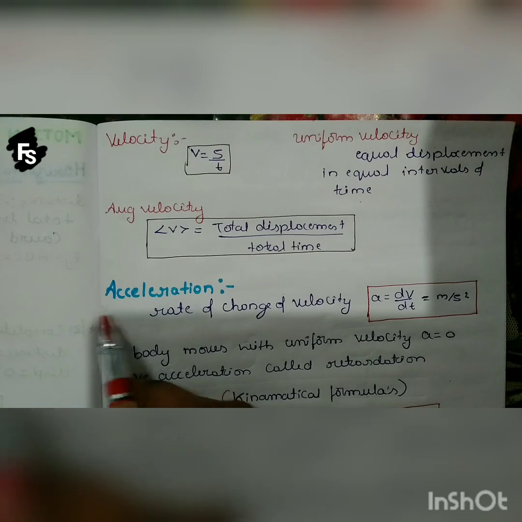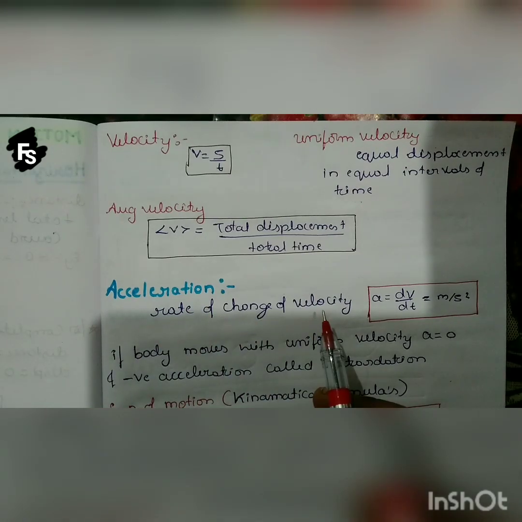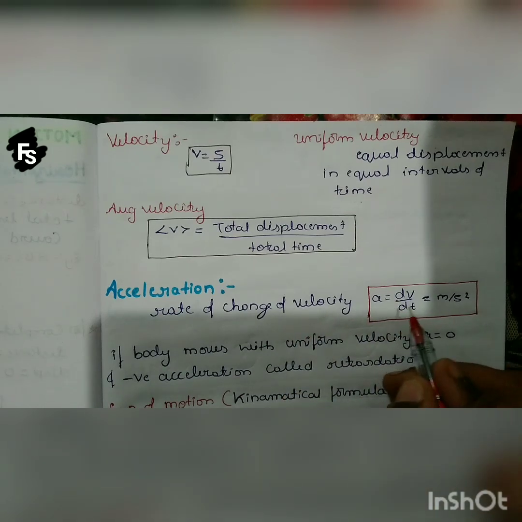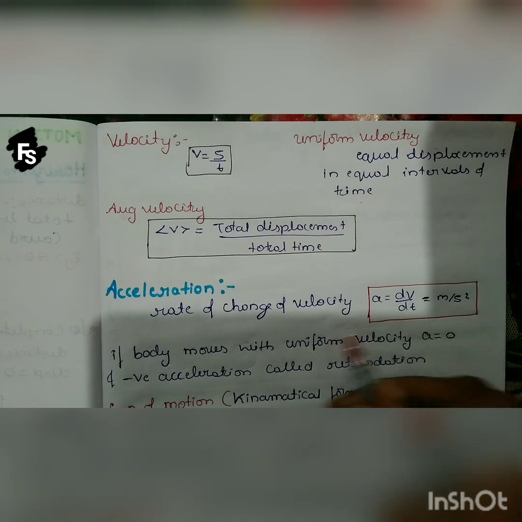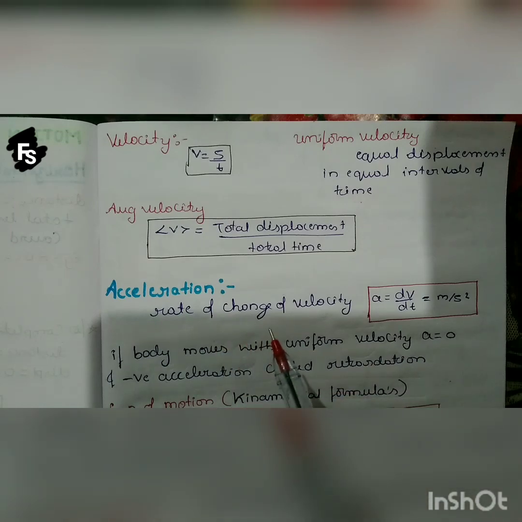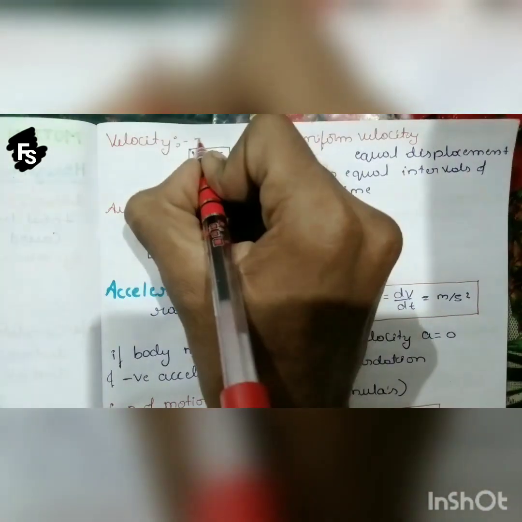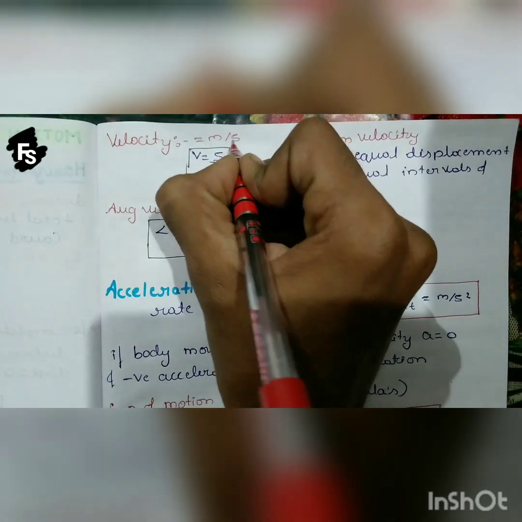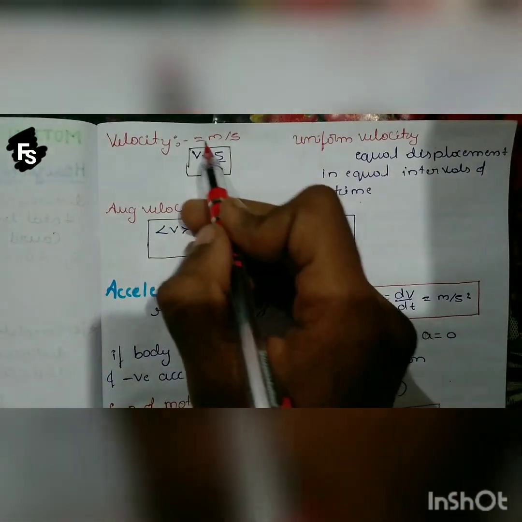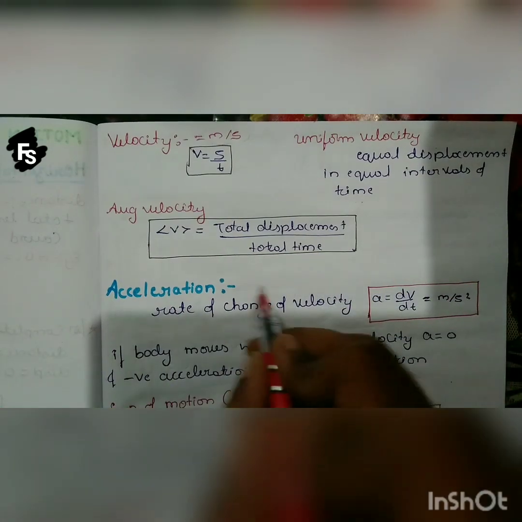Then we move on to acceleration. What is acceleration? Rate of change of velocity is known as acceleration. Acceleration can be calculated by the formula a equals dv by dt. On differentiating the velocity, we can get the acceleration. The unit of acceleration is meter per second square, and the unit of velocity is meter per second. On differentiating this, we get meter per second square. That is the unit of acceleration.